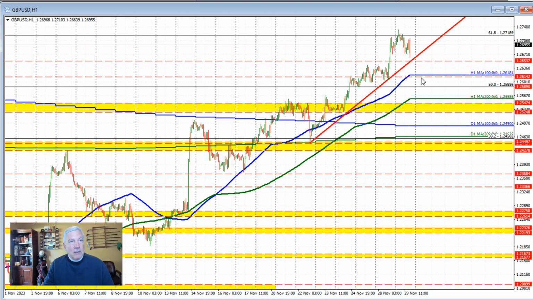But also near that 14 level is now the rising 100-hour moving average, which comes in at 126.18. So that would make sense as a target level on the downside to get through, including the 14 and 18 level. And then we have the 50% retracement here at 125.88 as a target. That's the 50% off the 4-hour chart, that longer-term move from July.